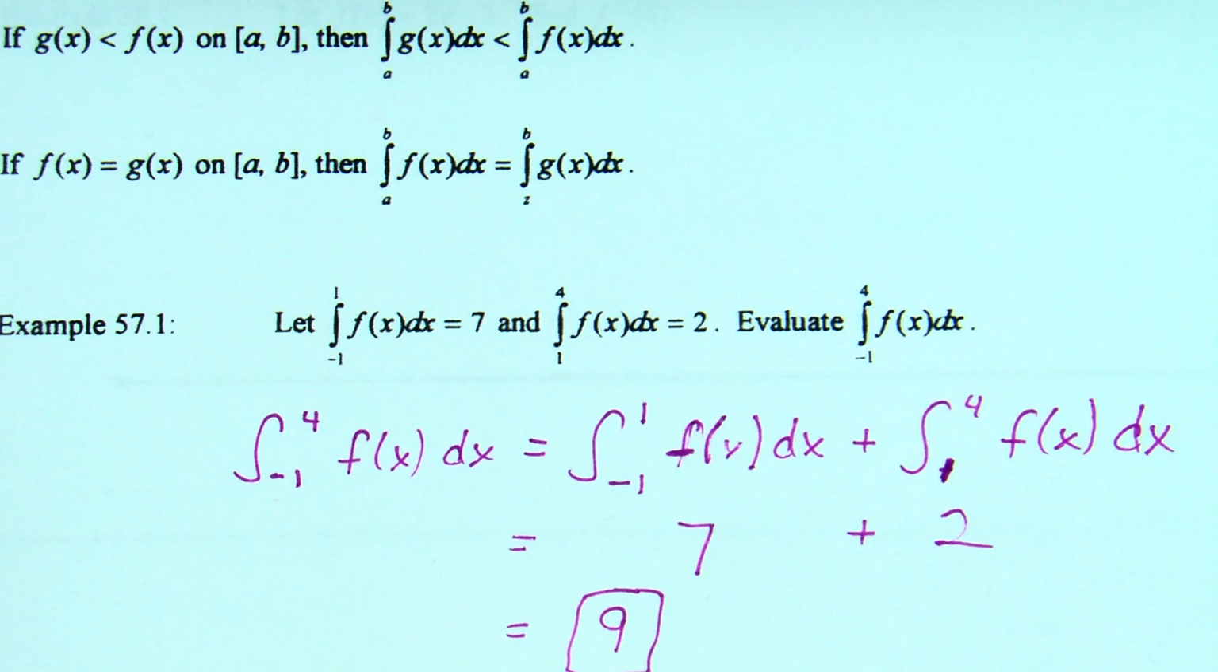And what do we know? The -1 to 1 is 7. The 1 to 4 integral equals 2. And 7 plus 2 is 9. So are we okay with how that integral idea works? It's one of those that will randomly come up as we go through problems, okay? So we're learning it or using it today, but it's just one that you need to be familiar with.